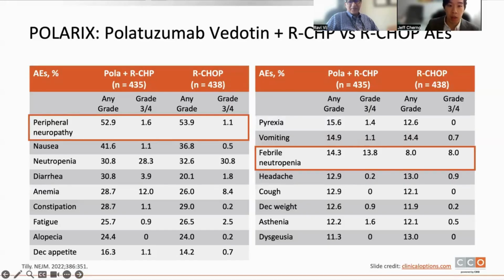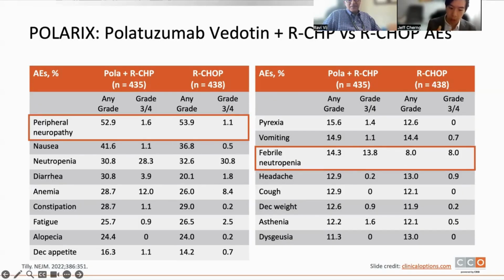Thankfully, the risk of neuropathy with vincristine versus polatuzumab seems to be similar, but there may be higher rates of gastrointestinal toxicity, at least low grade, with polatuzumab, higher rates of diarrhea, and certainly there seems to be maybe higher rates of febrile neutropenia with R-Pola-CHP.